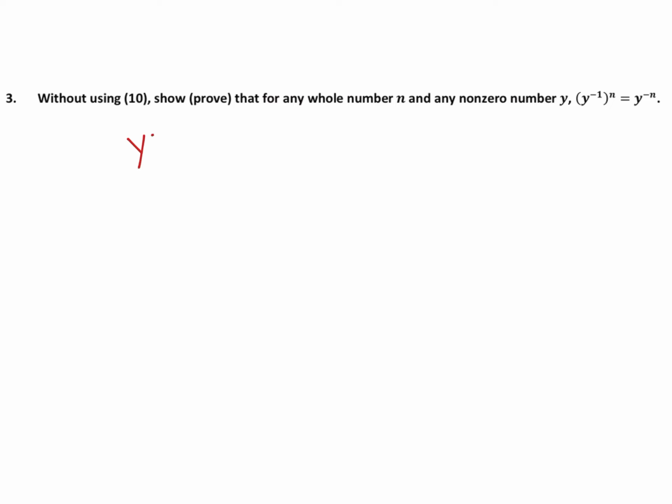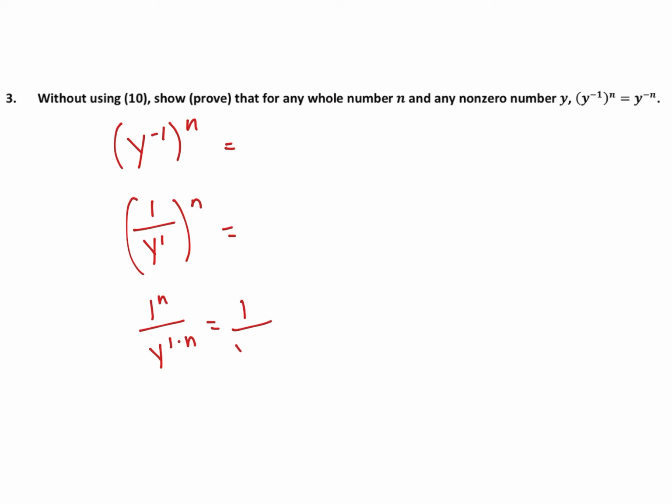So here I have y to the negative 1 to the n power. If I change y from the negative 1 power to a positive 1, it goes in the denominator. Then I have 1 to the n, and I have y to the 1 times n power. 1 multiplied out any number of times just gives us 1, and 1 times n is n.